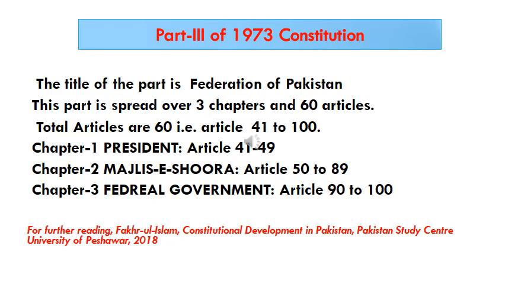The second chapter is about Majlis-e-Shura or Parliament of Pakistan. It is from Article 50 to Article 89. The third chapter is from Article 90 and it ends at Article 100, and the title of this third chapter is Federal Government. Now we are going to discuss these chapters one by one.